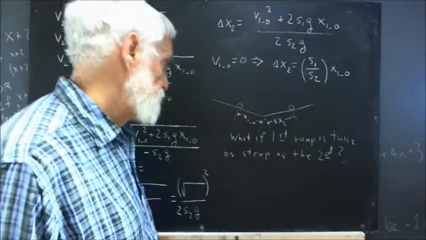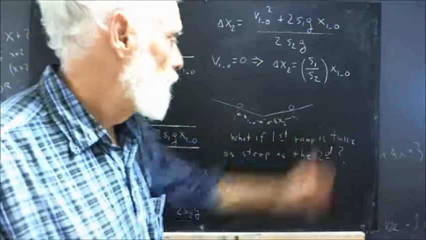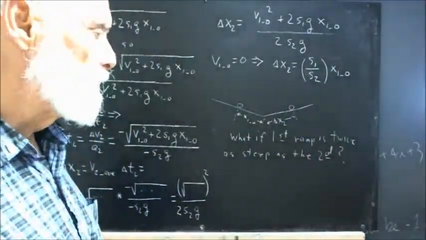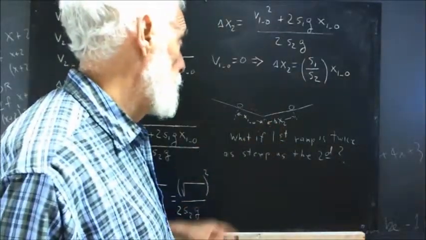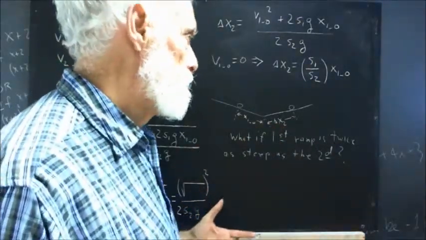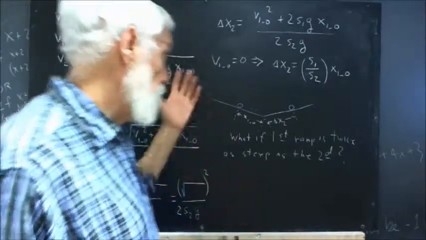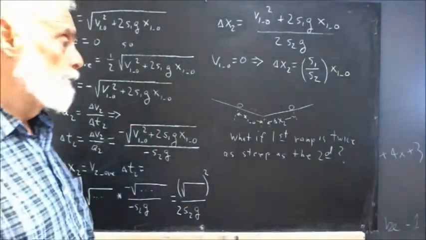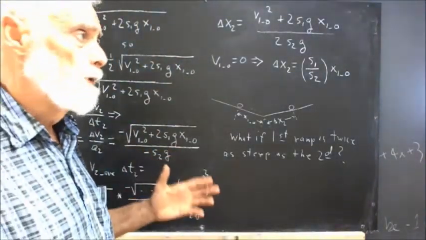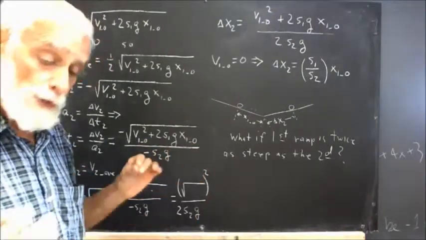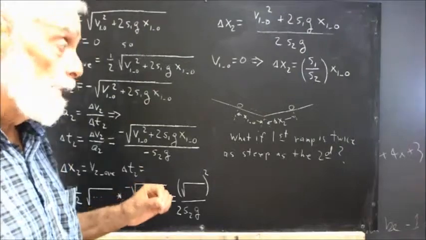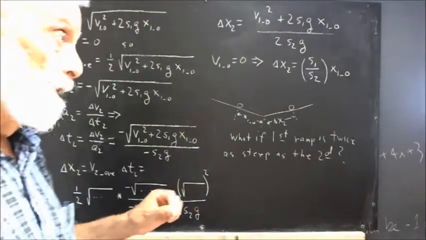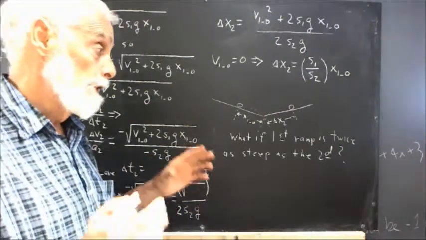Okay, let me ask, what if the first ramp is twice as steep as the second? Then how will delta x2 and x1,0 be related? Think that through in terms of the analysis we've just done, because what we've got is actually a very simple and straightforward result. So give that some thought. Okay, if you haven't given it some thought, pause and do so now. Last spoiler alert, I'm going to go on.